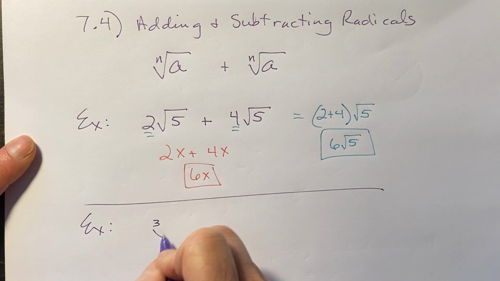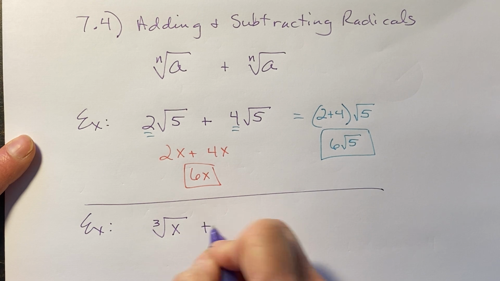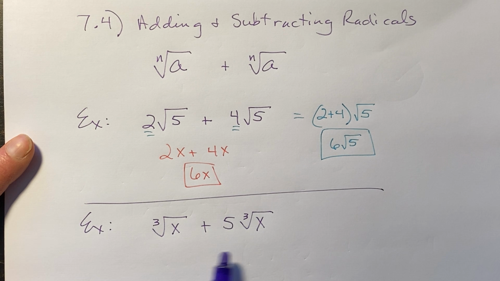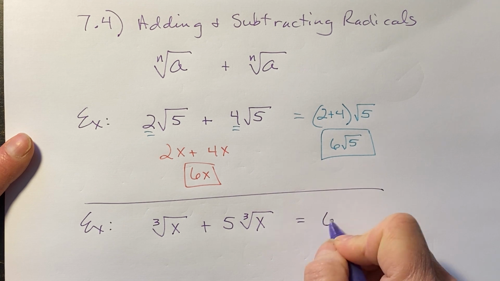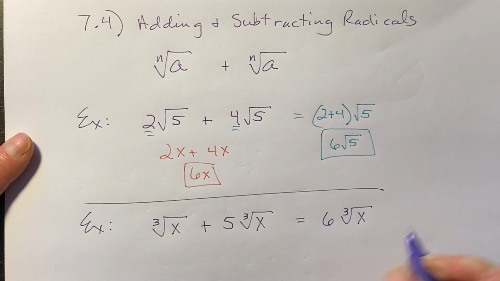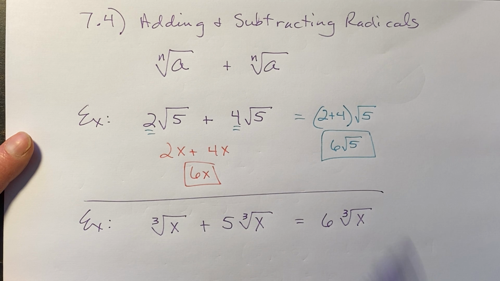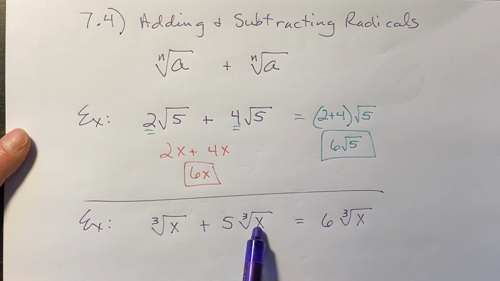Cubed root of x plus 5 cubed root of x. So they're both cubed root of x. When there's nothing in front, we know that that is 1. 1 cubed root of x plus 5 cubed roots of x is 6 cubed roots of x. So the radical simply stays the same, just like up here. Okay, so the index has to be the same and what's underneath the radical has to be the same.